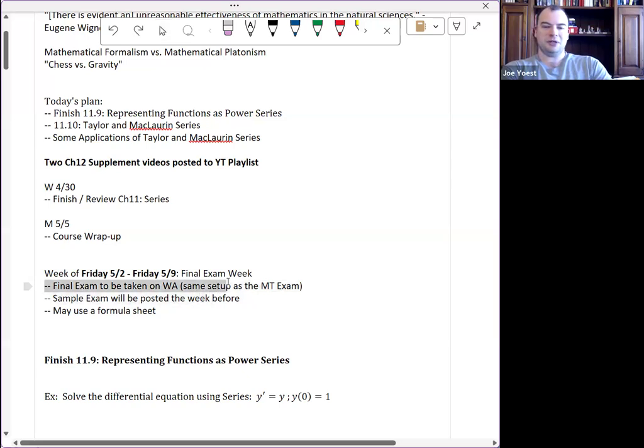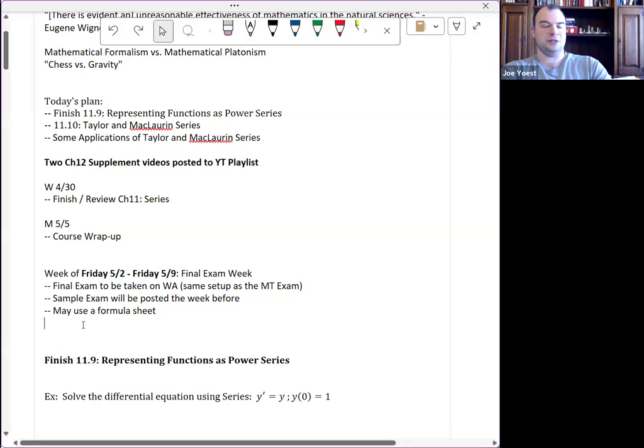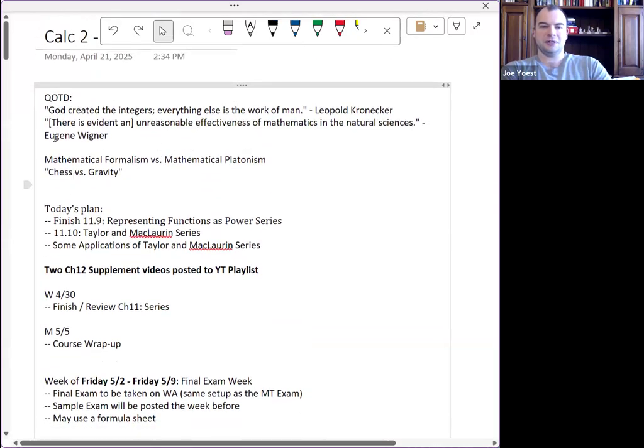It's going to be the same setup as the midterm exam, taken on WebAssign. A sample exam will be posted this week, and you may use a formula sheet. That could be a formula sheet that you create yourself. You could use the series workflow sheet if you wanted to. So whatever works for you, you can write your own, or you can use one of these other formula sheets or documents from the course if you would prefer to do that. So that's our last couple of class meetings.